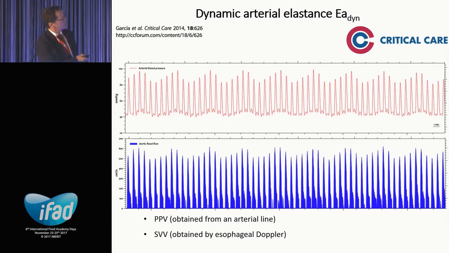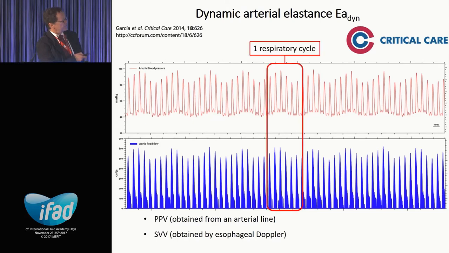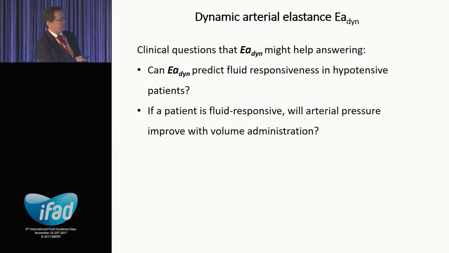So this is just a pressure signal from the arterial pressure curve, and this is a flow signal obtained by an esophageal Doppler. And if you analyze these signals within one ventilatory cycle, you can calculate the dynamic arterial elastance.